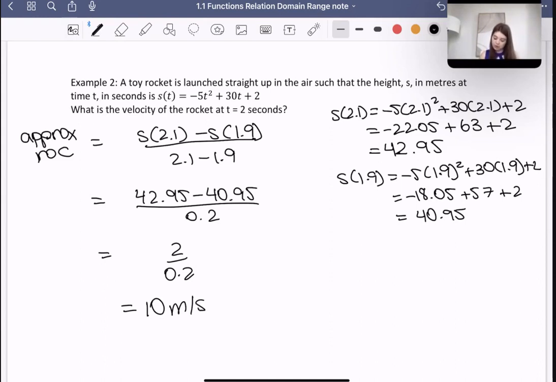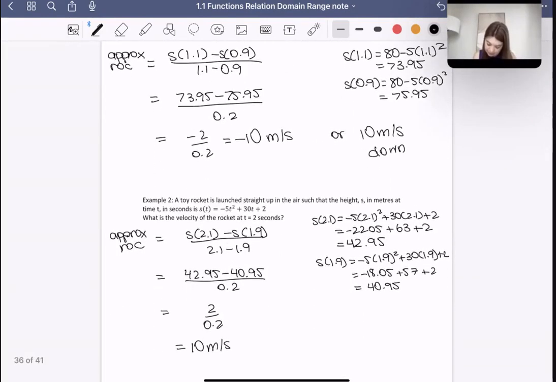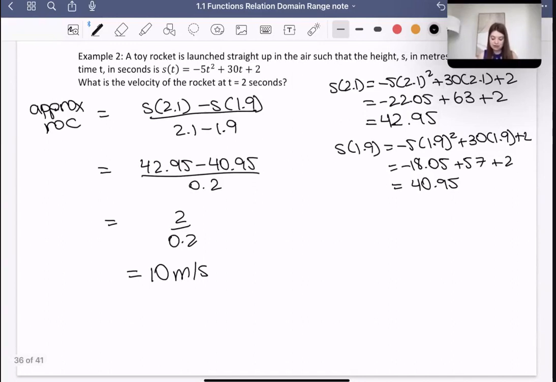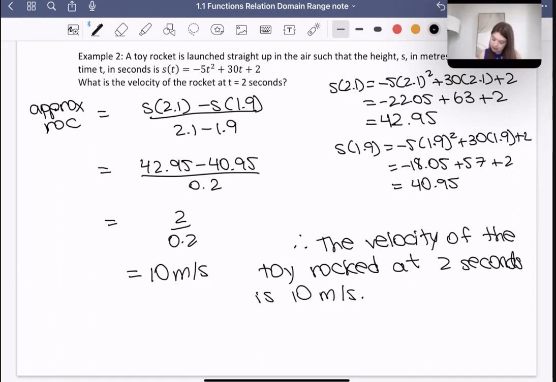This time we're launching up, so it's positive 10 meters per second, but it's interesting. We actually got the same answer both times, even though these are entirely different equations. So that's interesting, but there we go. So therefore, the velocity of the toy rocket at 2 seconds is 10 meters per second. And there we go.